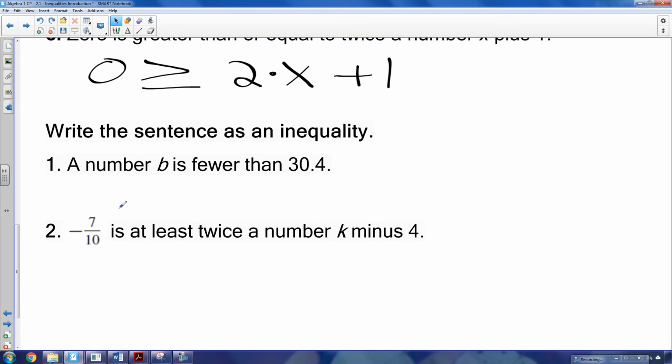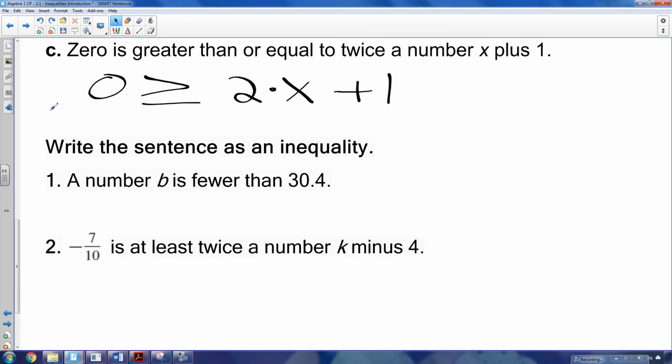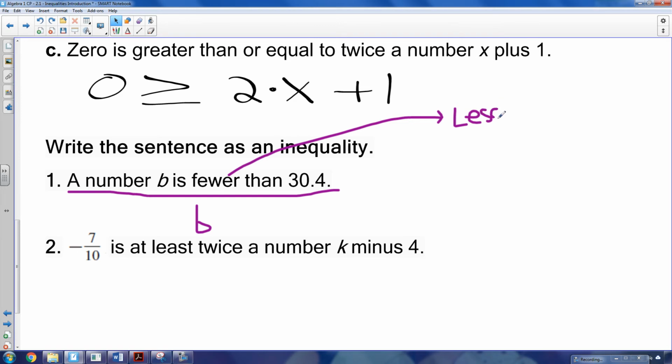So if we go to the next page, this one I do want to talk about. A number b is fewer than 30.4. What does that mean? I mean, it's b, but it's fewer than. So isn't fewer than almost exactly the same as saying less than? Every time I see this, and I'm a teacher, I get a little confused by it because I have to think, what does fewer than mean? So I guess less than 30.4. So that's that problem. And then we look at the next one. This isn't too bad. At least means greater than or equal to, right? So that's really what's happening there.